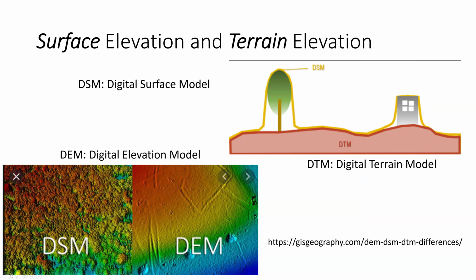Here are the two kinds of surfaces that we get. We get a digital elevation model. Subsets of that, the way I think of it, are the digital terrain model of the ground and the digital surface model of the built or vegetated surface.